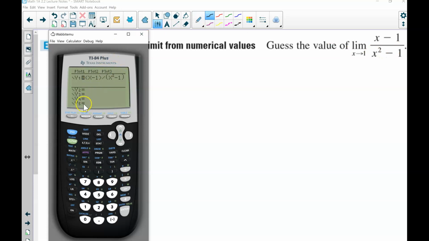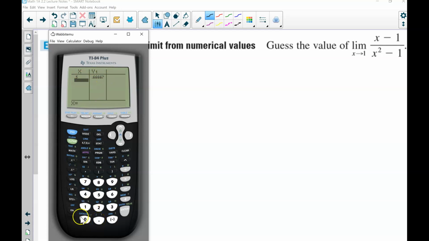And then what I'm going to do is create a table. So if I hit the second button and graph, and right above it says table, I'm going to hit second and then table. Because I already have the equation in for y1, whatever I choose for x is going to be the input, and it's automatically going to give us the output. So if we start at 0.5, it gives us 0.6667.